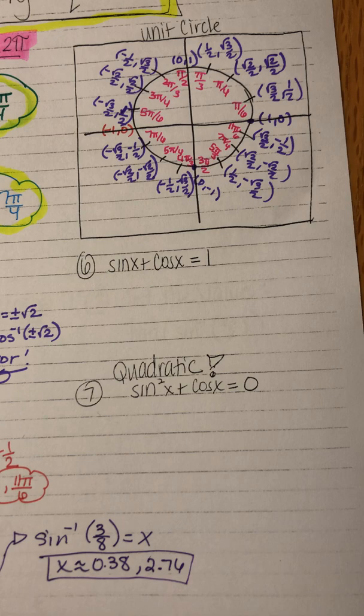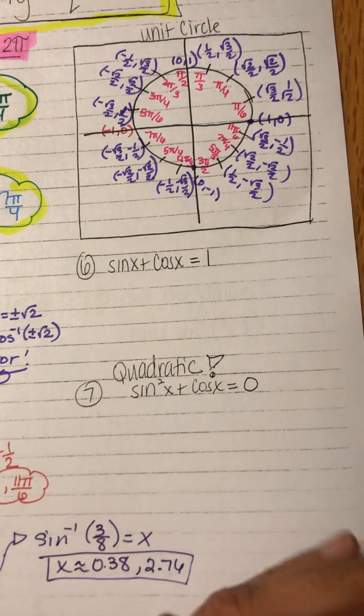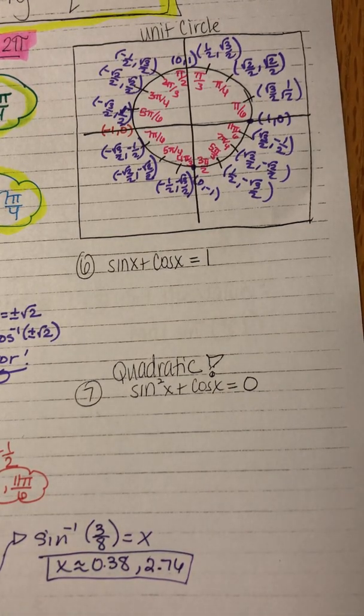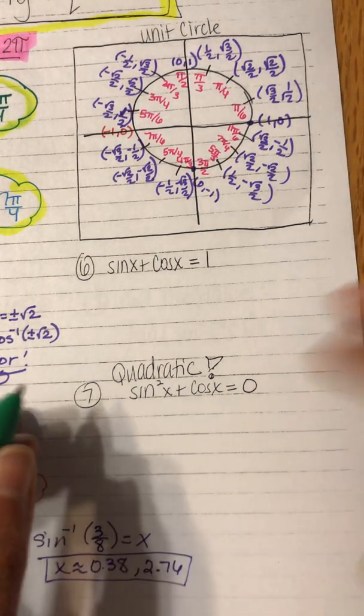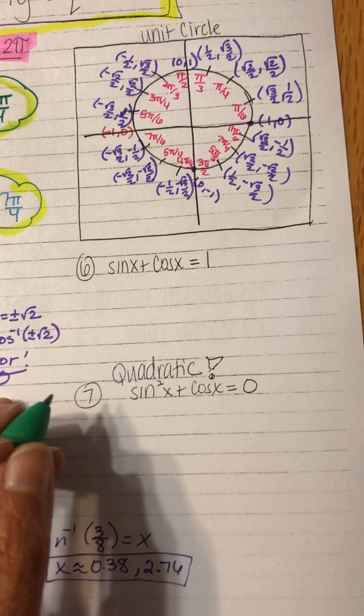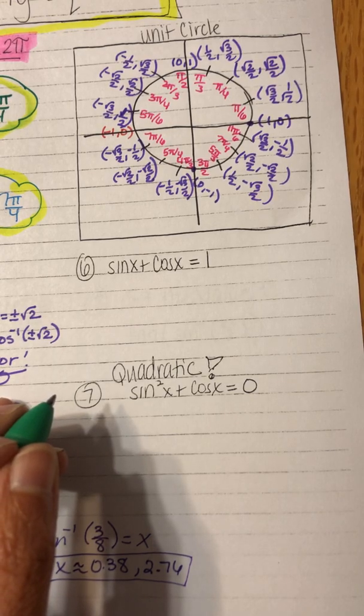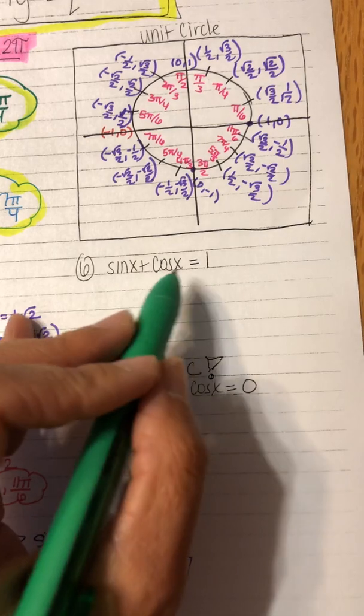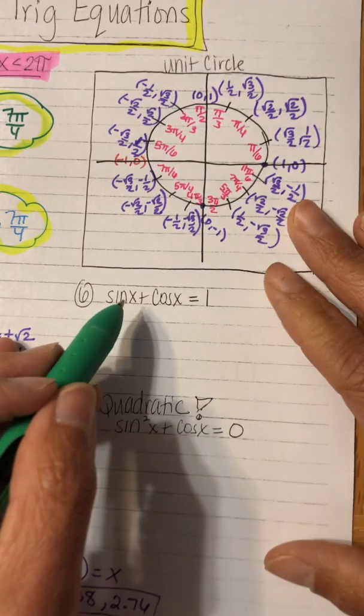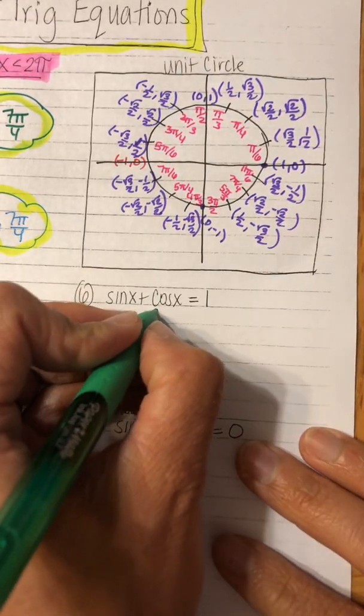Why did I do it that way? Okay, there's many different ways to do this problem. I'm trying to figure out why I did it the way that I did on my notes, but this is the way that I want to do it. So what we're going to do is separate the sine and the cosine. I'm going to subtract cosine from both sides.